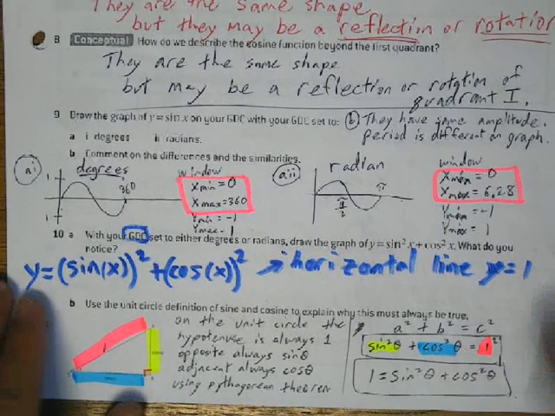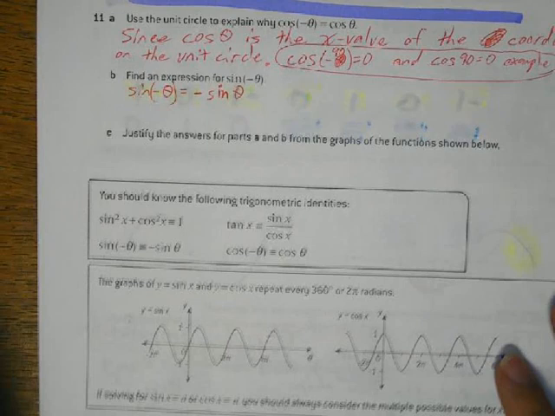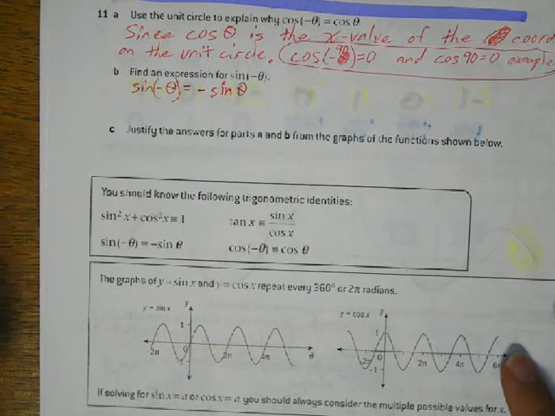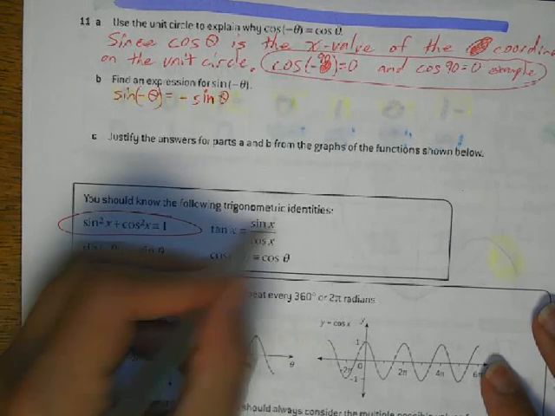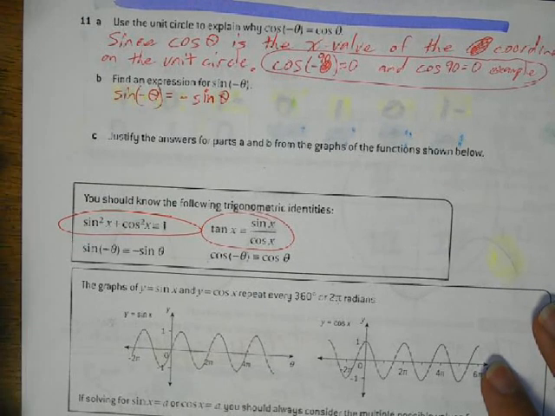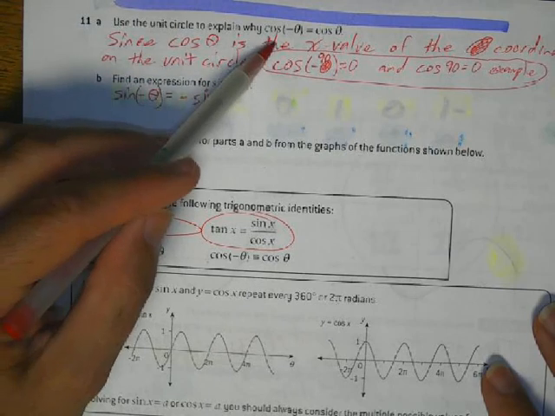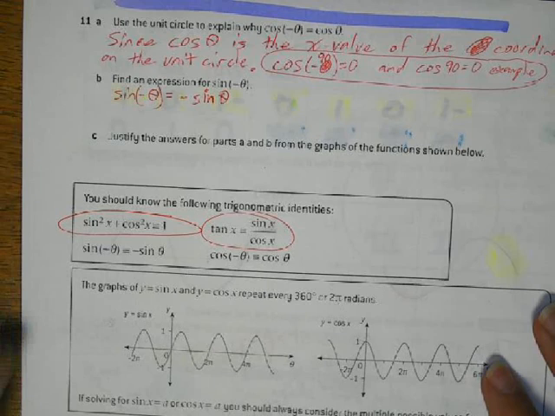Ooh, you don't need to memorize it because it will be on your IB formula sheet. So here are the formulas we've come up with so far. And explain on the unit circle why cosine of negative theta is equal to cosine theta. So let's look at my unit circle.